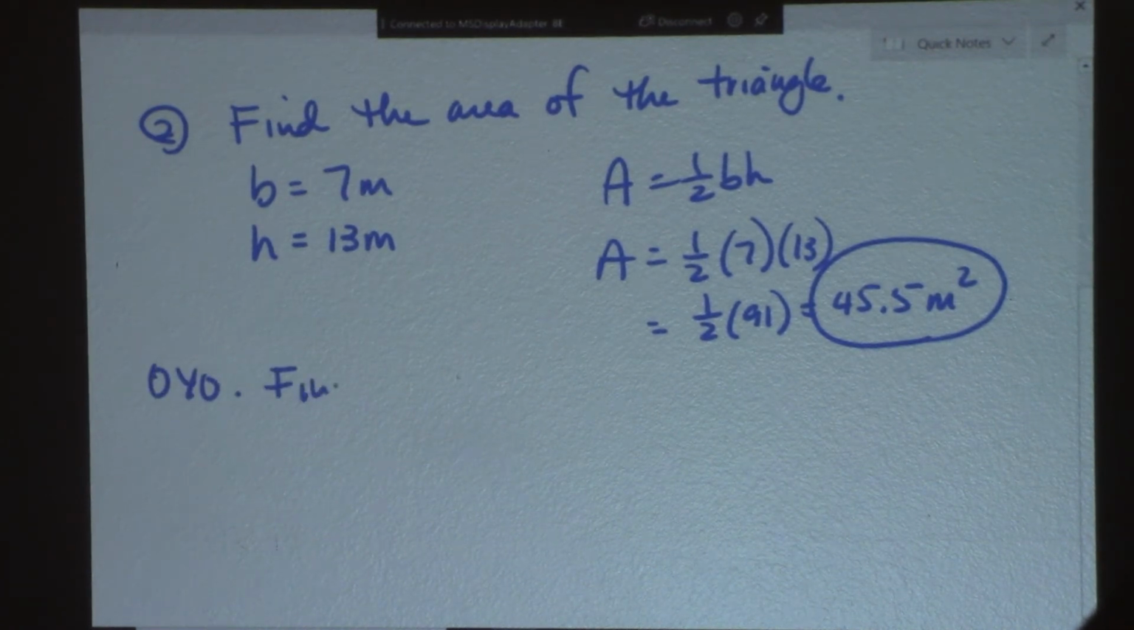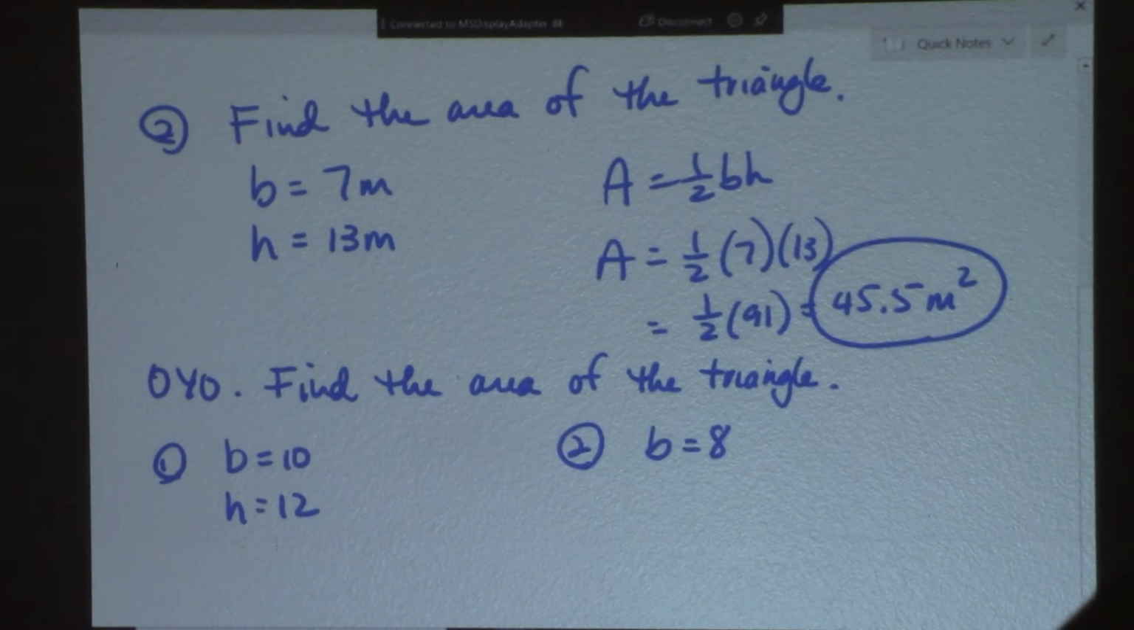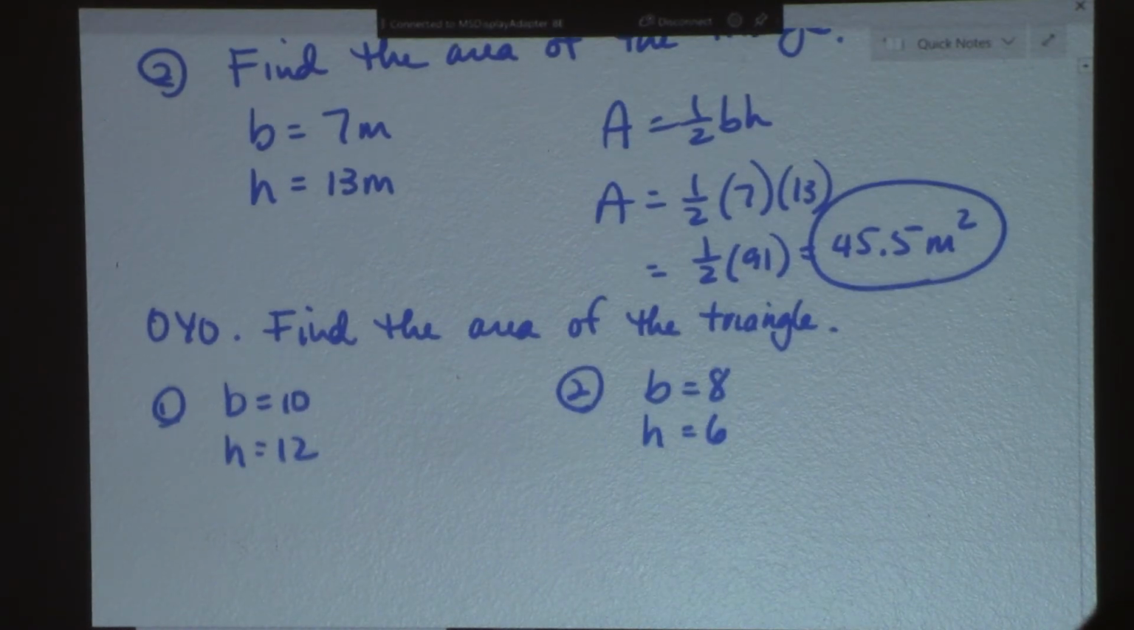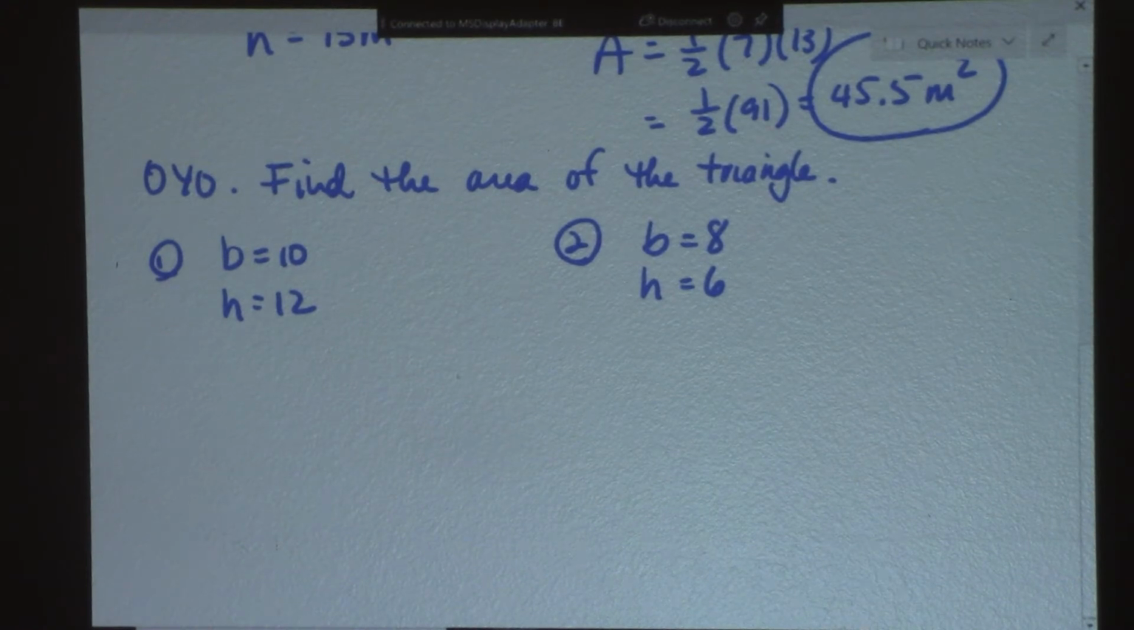Okay, so I want to give you some practice problems. Find the area of the triangle. Okay, number 1, the base is 10 and the height is 12. And number 2, the base is 8 and the height is 6. Why don't you go ahead, I'm going to go get my cell phone, which has my calculator on it. I just want to have it with me. Go ahead and work on those two, and we'll come back in just a moment.